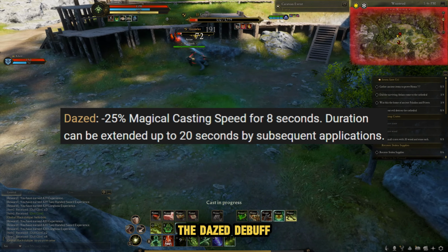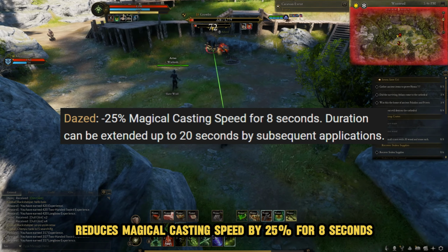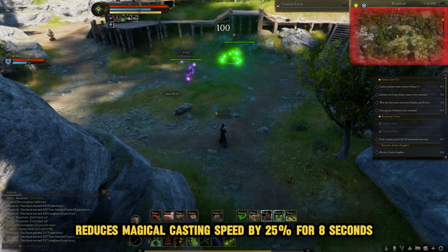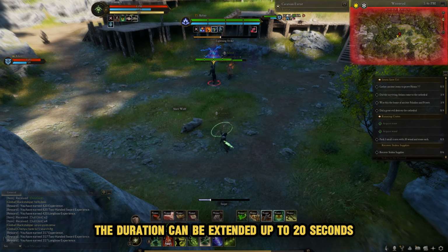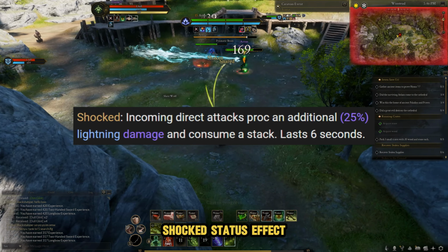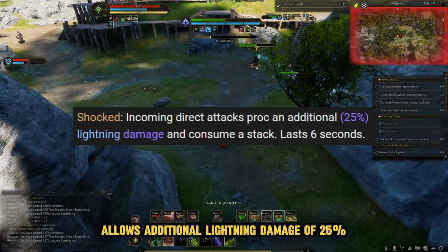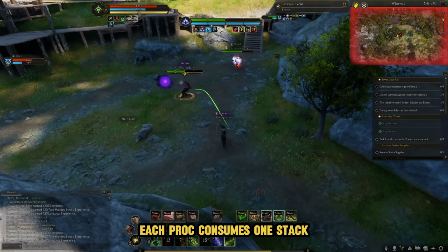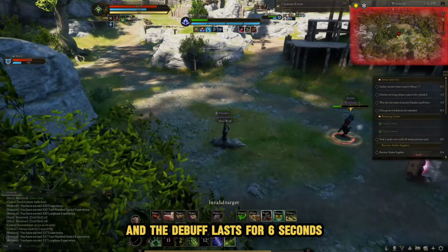The Dazed debuff reduces magical casting speed by 25% for 8 seconds. The duration can be extended up to 20 seconds, which is quite significant for such a powerful debuff. Shocked status effect allows additional lightning damage of 25%. Each proc consumes 1 stack and the debuff lasts for 6 seconds.